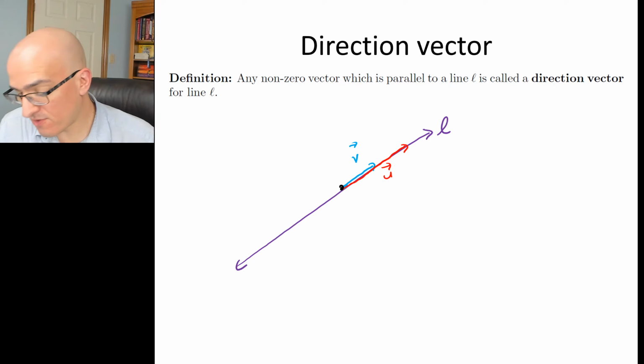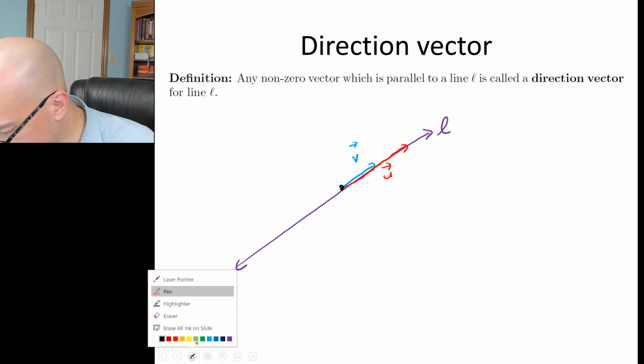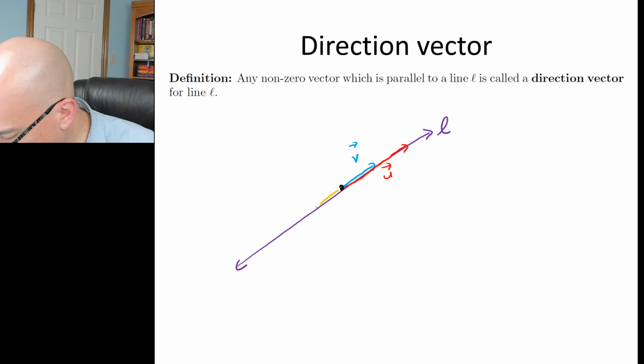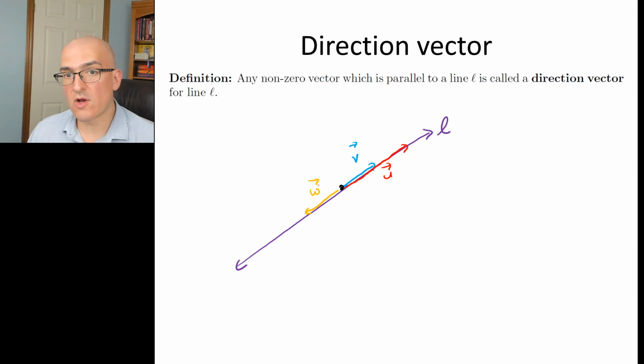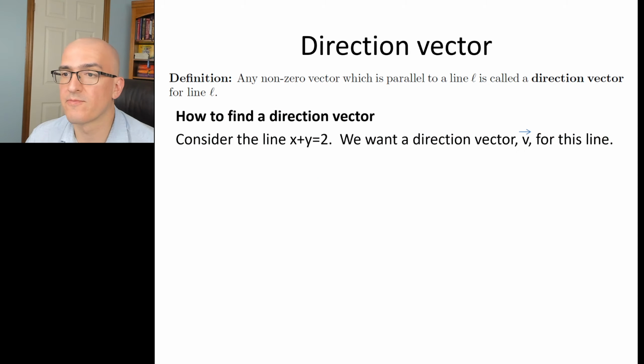Now we can also have a third direction vector, or a fourth, or a fifth. I'll draw one more though. We can have a direction vector go this way. I'll call it W. It's also pointing in the same direction as the line. A line itself does not have a forwards or backwards direction. So if W is in the negative direction of V, it's still a direction vector for that line. So again, all three of those vectors, U, V, and W, are direction vectors of the line L.